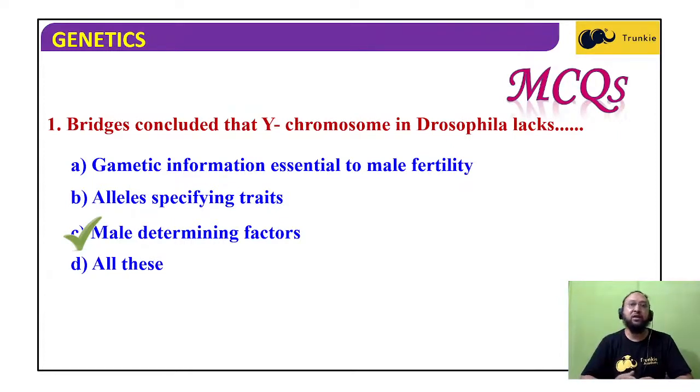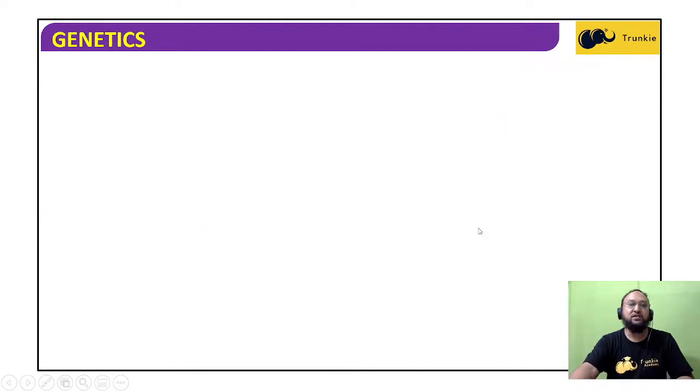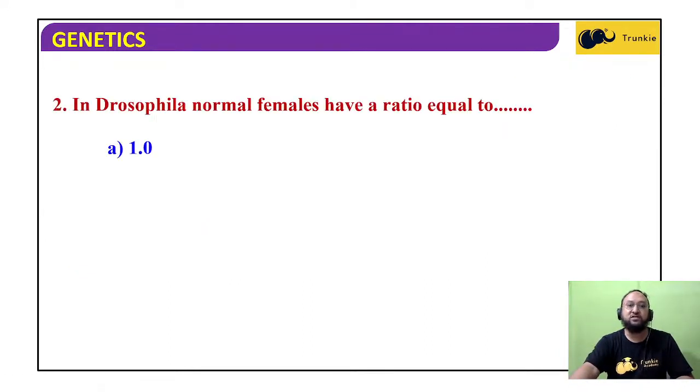After doing lots of research and experiments on Drosophila, he came to the conclusion that it is not the Y chromosome, because the SRY gene, which is responsible for TDF, is not present. The gene may be present, but the testis determining factor is not there, so it's not the Y chromosome. It is the ratio between the autosomes and the sex chromosomes.